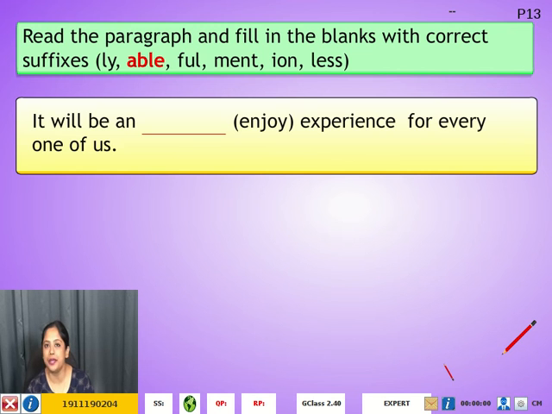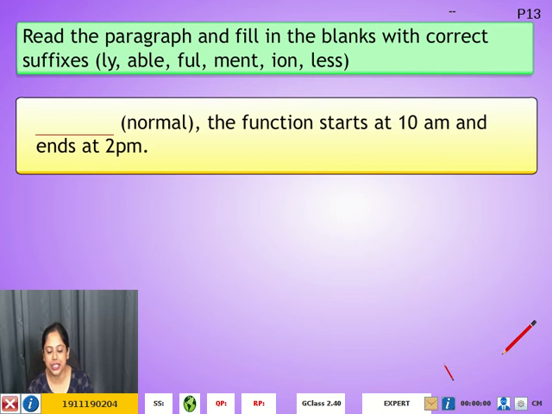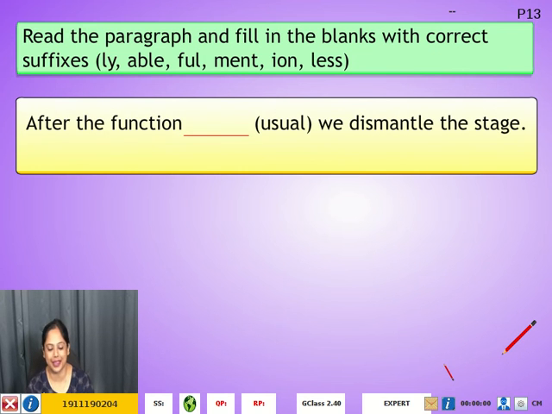Very good. It will be an dash experience for every one of us. The word here is enjoy, and the suffix here is able. It will be an enjoyable experience for every one of us. Very good. Dash, the function starts at 10 a.m. and ends at 2 p.m. The word here is normal, and the suffix we'll use is the first one, ly. Normally, the function starts at 10 a.m. and ends at 2 p.m. Very good.